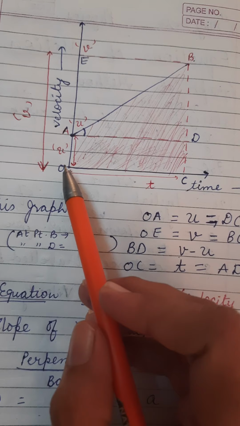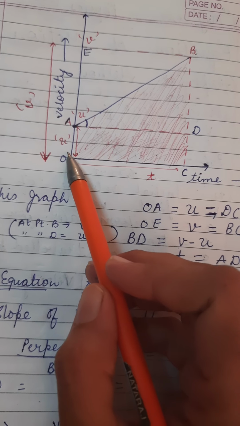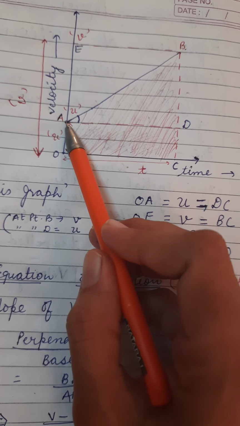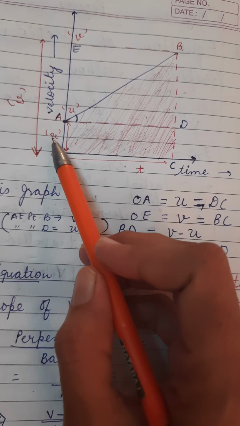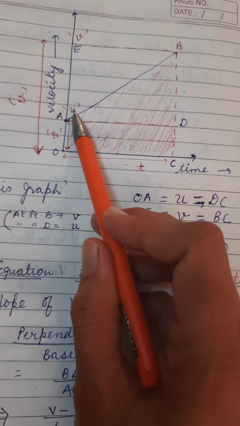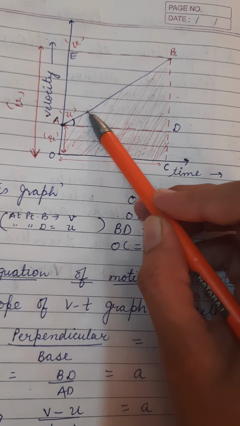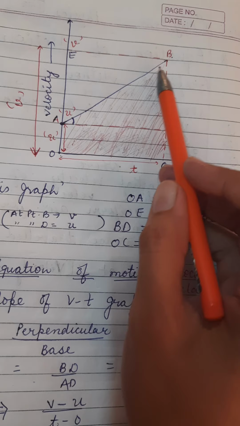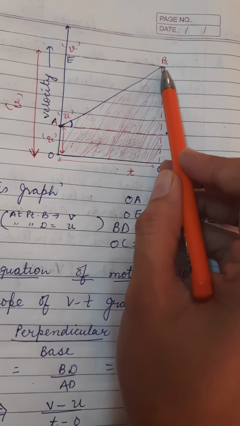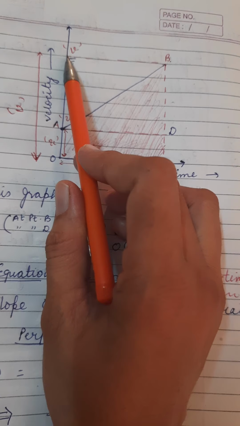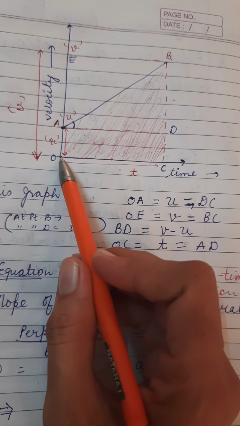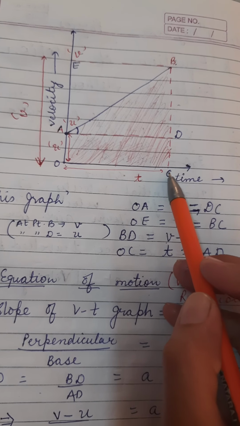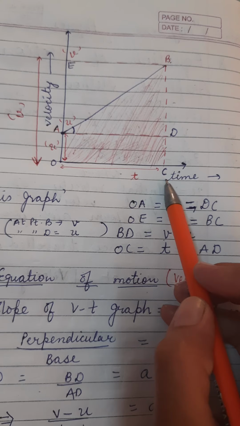As you all know, time will be taken on the x-axis, velocity will be taken on the y-axis. Here we have considered an object having initial velocity. The object will not start from the origin. It has some initial velocity at time 0, and that initial velocity is u. And after moving with uniform acceleration, the object will reach point B, and at that point the final velocity is v. Initially the object is at time 0, and at C it is at time t.